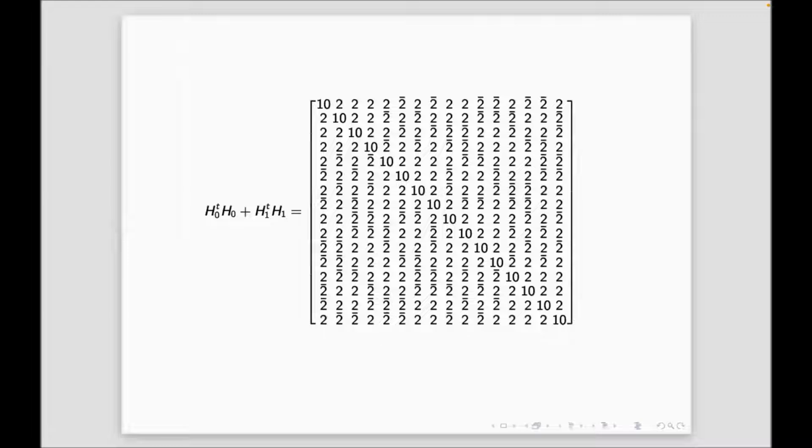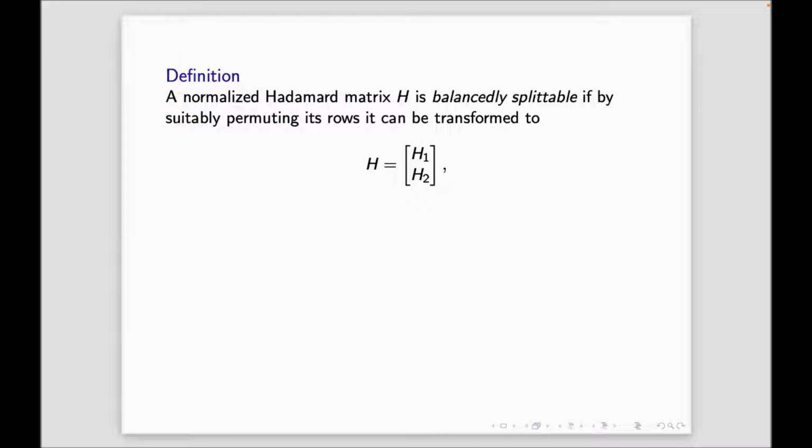Now, what happens if you pick the first part H0 and add it to the second part, and we do the same? You can see that again we get off-diagonals of plus or minus 2, and the same if you do it with H2. That's why I call H2 and H1 a twin, actually. So we have a twin split of the Hadamard matrix of order 16.